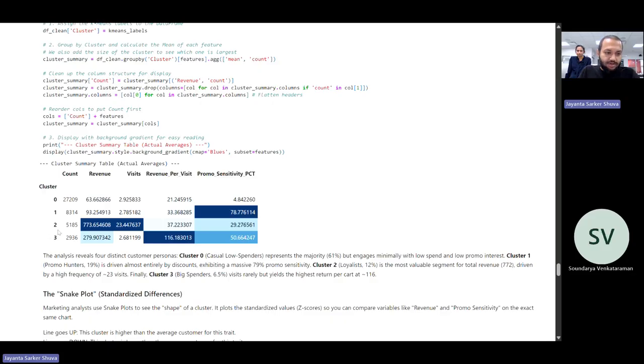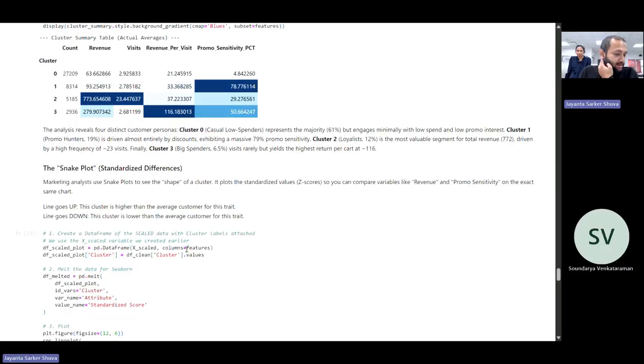Now let's talk about cluster 2. Those are mainly our loyal customers. We can see by their revenue and visits that they are very high. And the fourth cluster, number 3, is a very interesting customer. They are big spenders, though they visit the stores very little, only 2 times. But if you see their per visit revenue, it is very high, almost 166 compared to others. So they are actually big spenders.